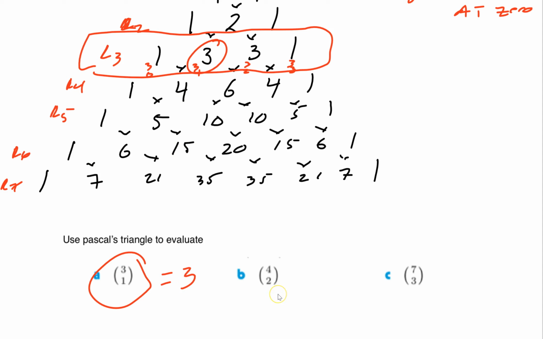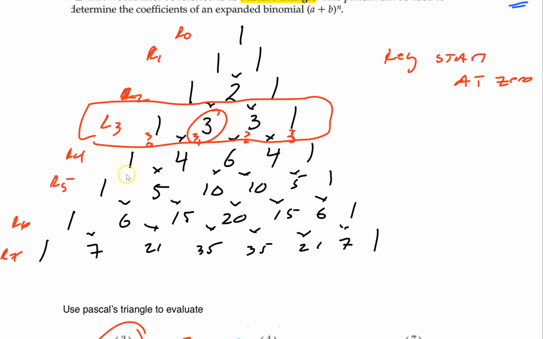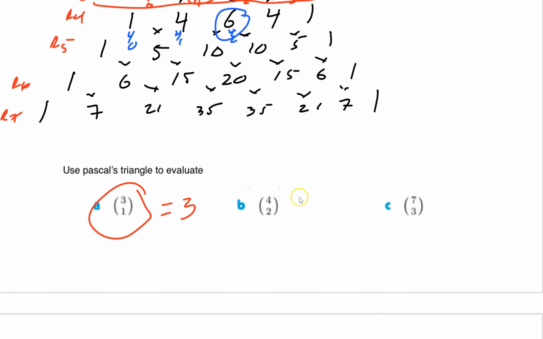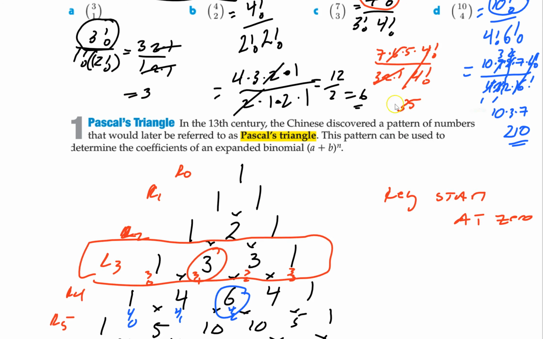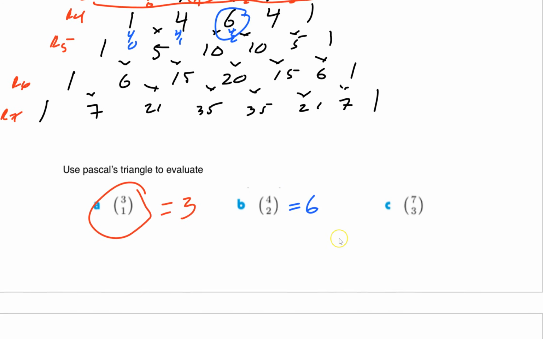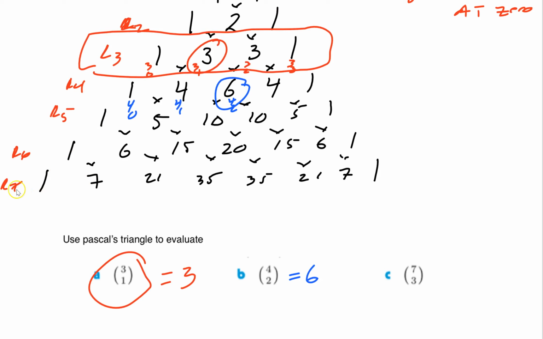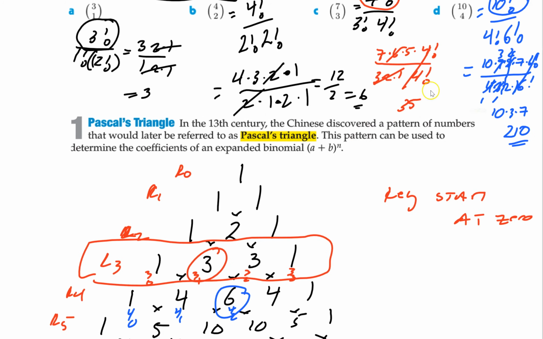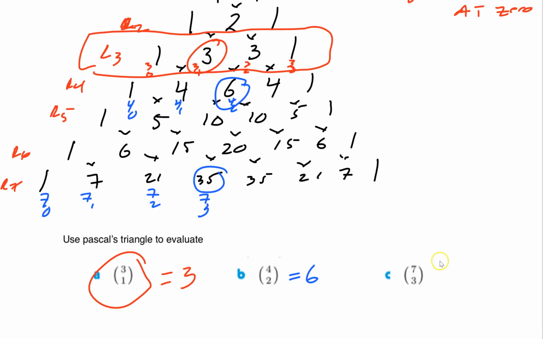Now let's look at 4 choose 2. So row 4: 4 choose 0, 4 choose 1, 4 choose 2. So 6. Same thing I got up here. And then the last one there, 7 choose 3. So here's row 7: 7 choose 0, 7 choose 1, 7 choose 2, 7 choose 3. 35, just like I got up there. So that's another way of doing it.